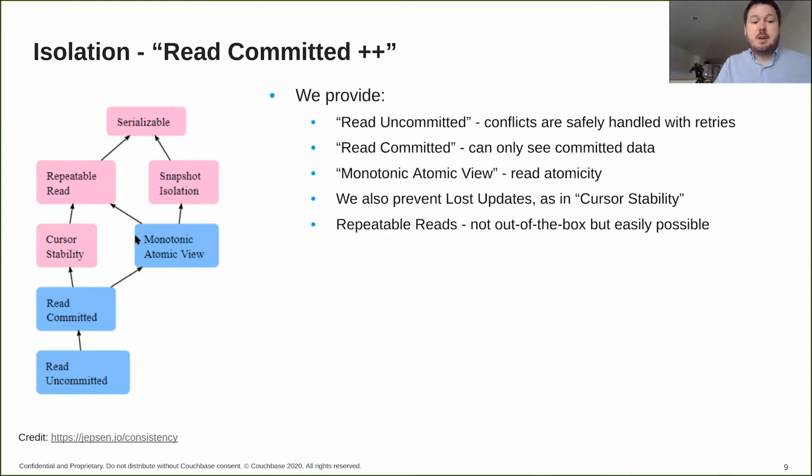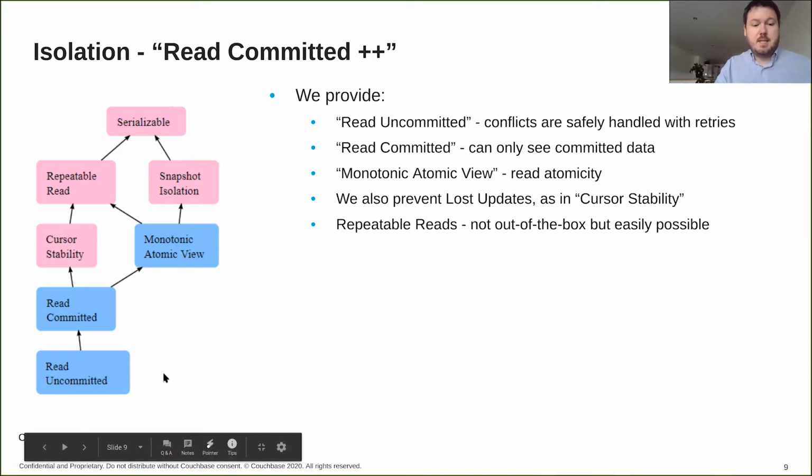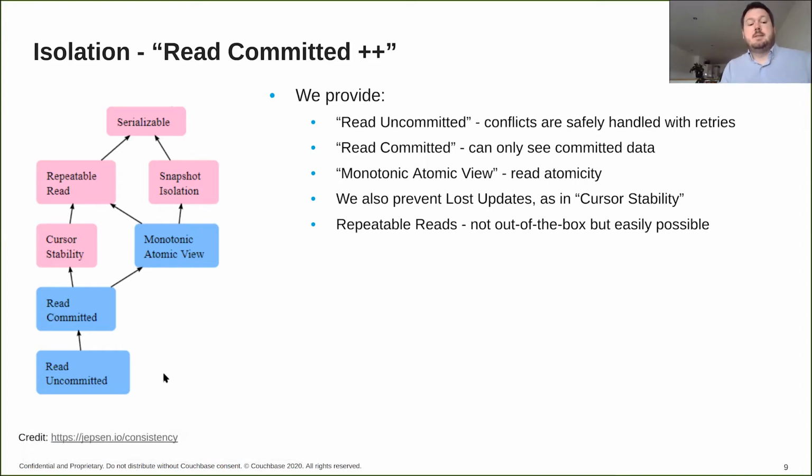We actually provide monotonic atomic view isolation. This is not a well-known term. I should say, by the way, this image is taken from Jepsen. It's a very good hierarchy of isolation models. This monotonic atomic view is taken from an influential paper about 6 years ago, written by Peter Bailis and others, called Highly Available Transactions. What it essentially defines is the atomic commit at the read point.